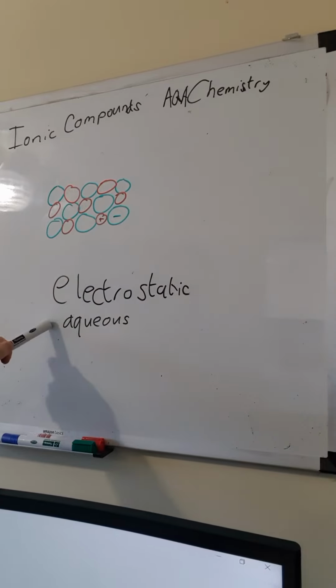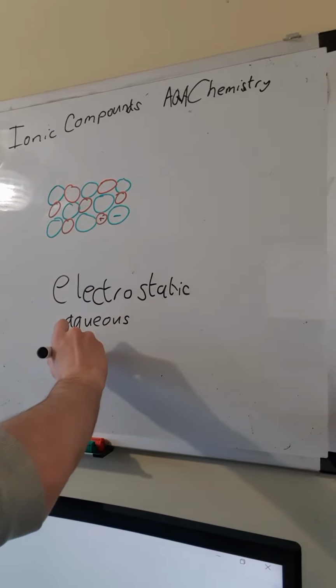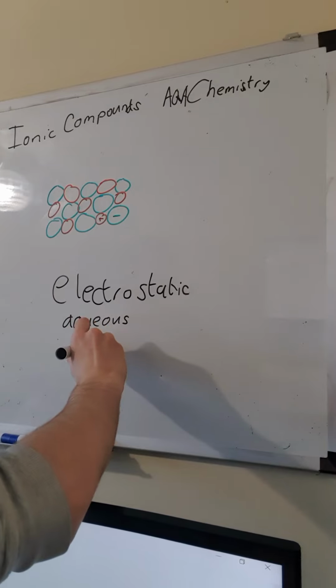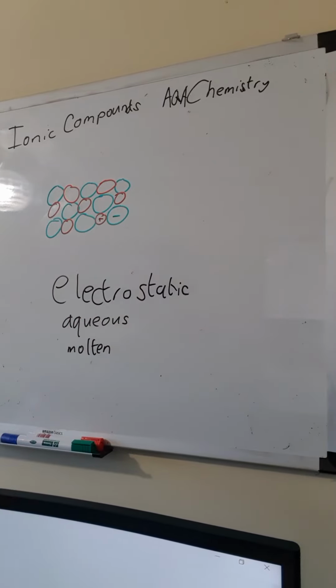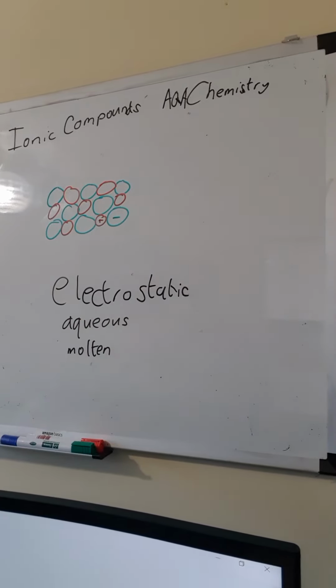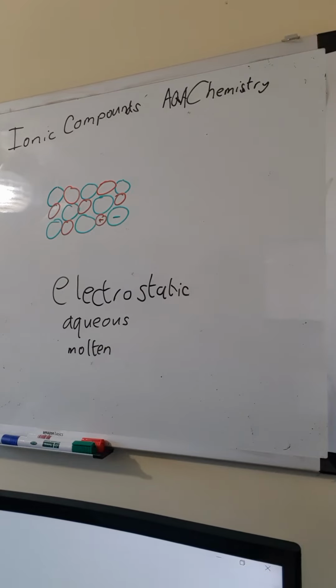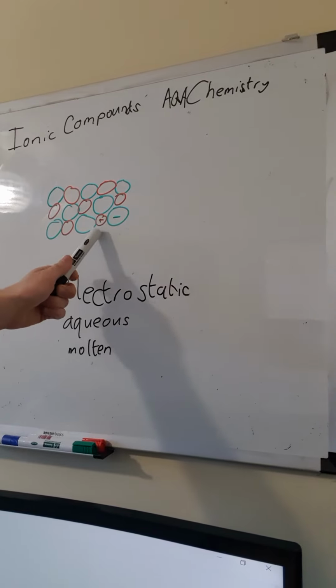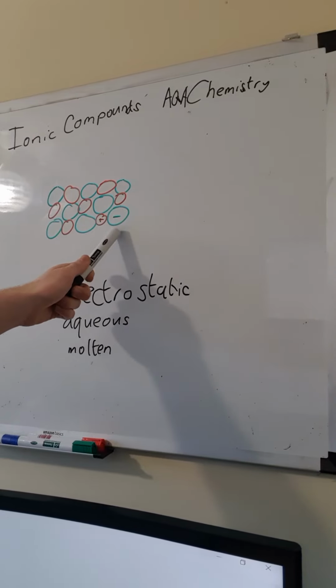So when aqueous or molten, they can conduct electricity. But when solid, it's in a very rigid structure, so it cannot conduct electricity. Examples of this are sodium chloride. So the positive ions are sodium, and the negative ions are chloride ions.